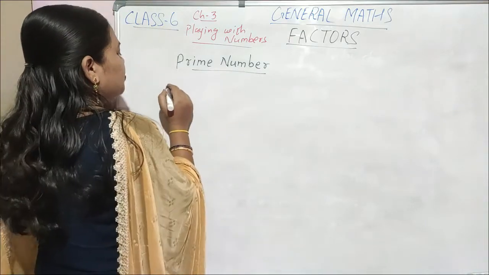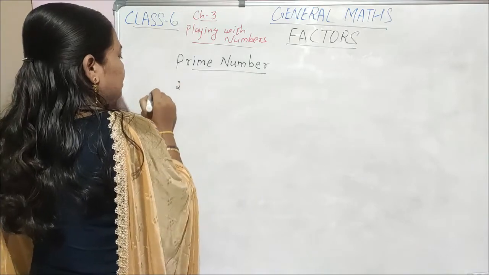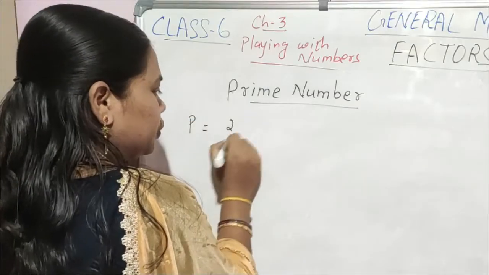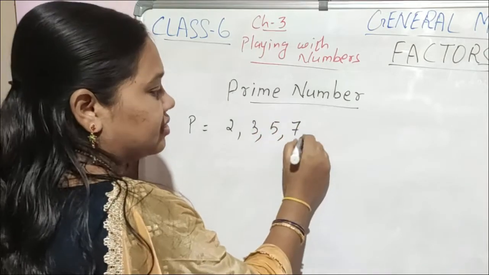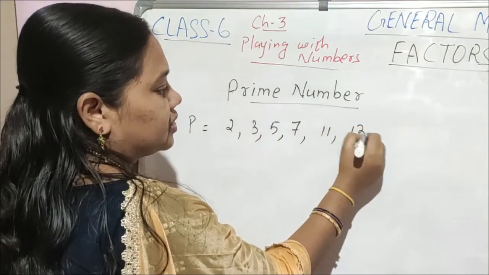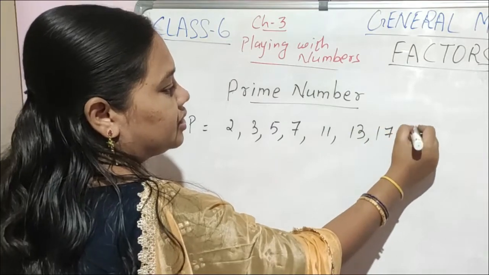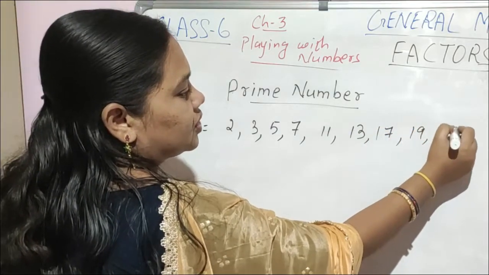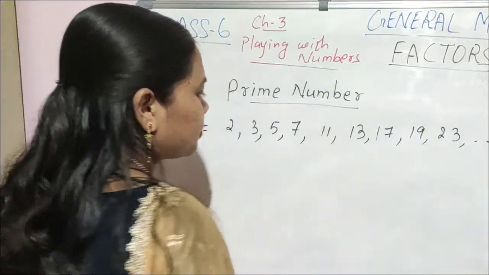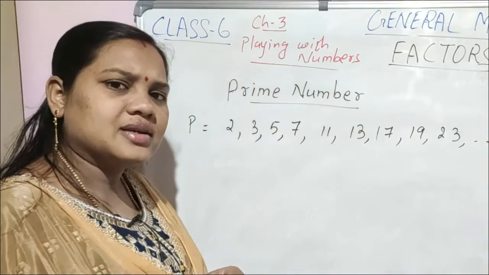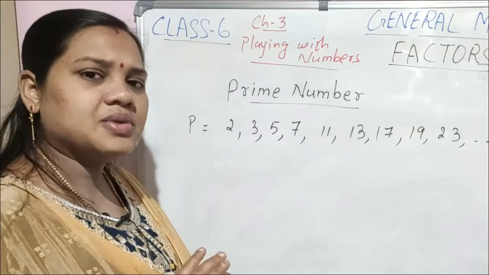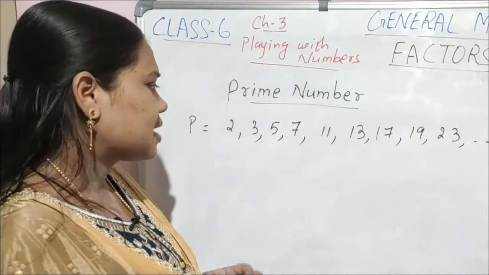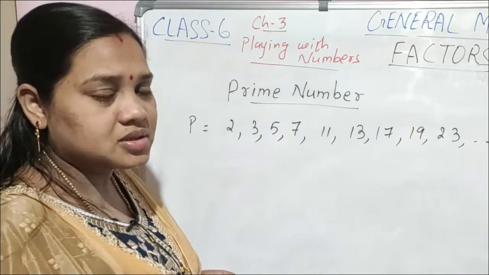Okay, so what are the prime numbers? 2, 3, 5, 7, 11, 13, 17, 19, 23, and so on. So many prime numbers are there, unlimited. There are infinitely many prime numbers. So these are some starting prime numbers.